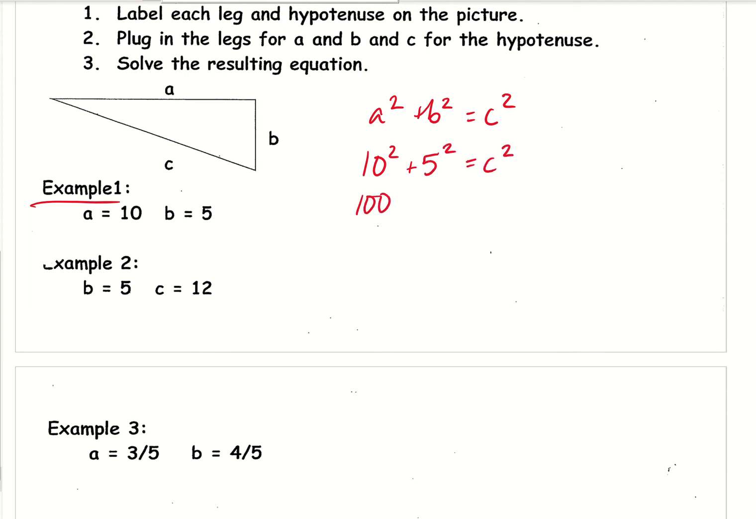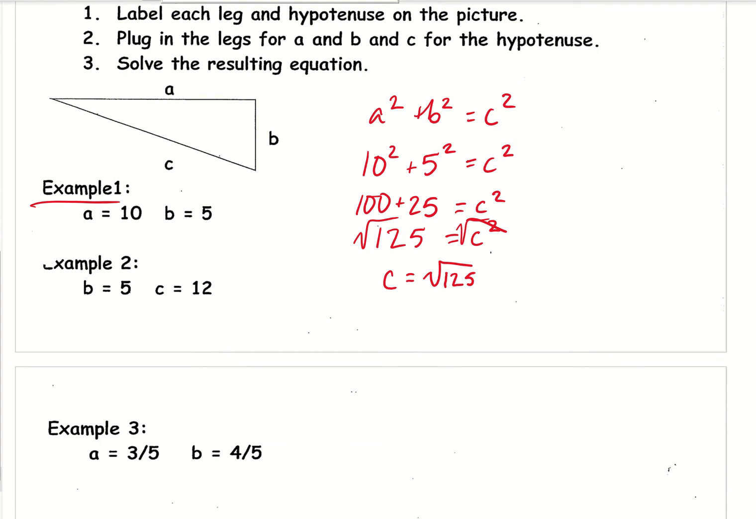We get 10 squared is 100. 5 squared is 25. And c squared just remains as c squared. Simplifying, 100 plus 25 is 125. And last, we get rid of the squares on both sides by taking the square root, which makes those cancel. So we end up with c equals the square root of 125. I'm going to leave it like that for this one. You could round it, but we're going to leave it like this for now.